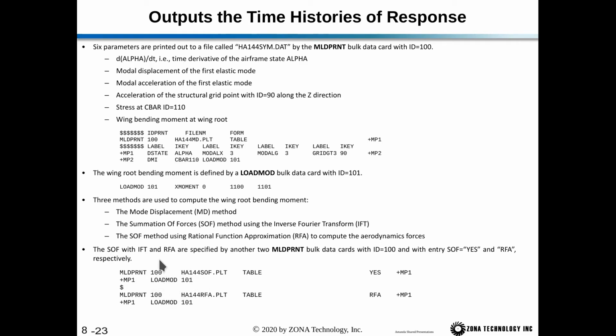So the summation of forces with inverse Fourier transform is this MLD print card where we have SOF equals yes, and then the summation of forces with RFA is this MLD print card where the SOF entry is equal to RFA. And also note that the 3 MLD print cards all have the same ID number, so they're all referred to from our MLOADS card, and so all 3 of them will be active.